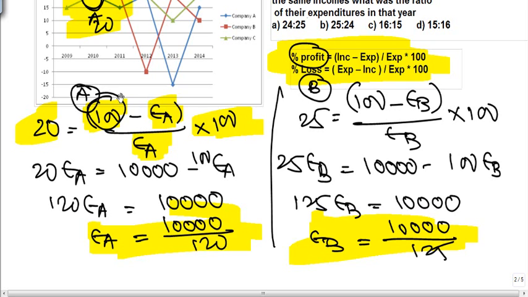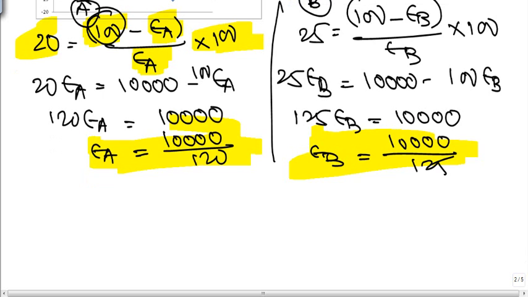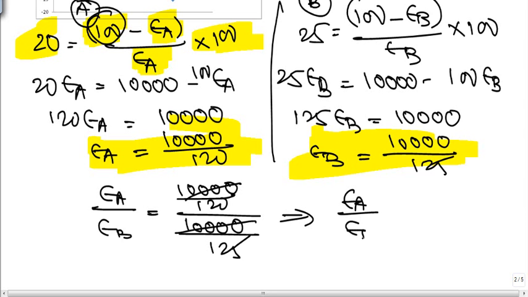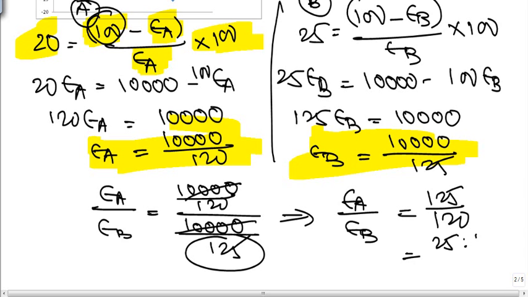Rather than that, the income is the same; for the expenditure of A and B we fill the formula with values, and take the ratio of the expenditure of A upon the expenditure of B. Anyone can do it. This will get solved: this goes up, this goes down. If you have doubt, you need to clear your basics.